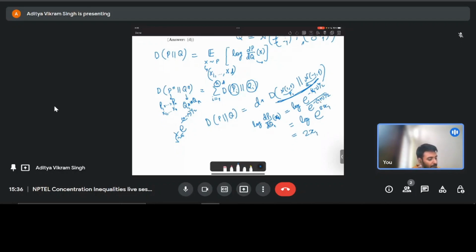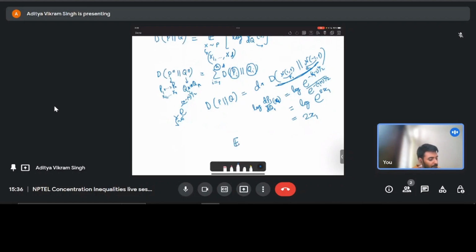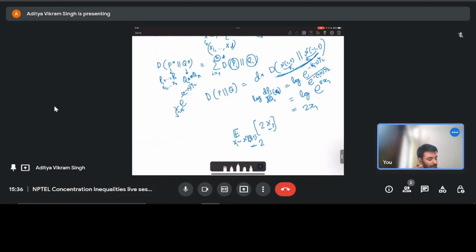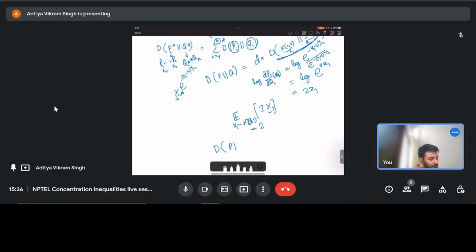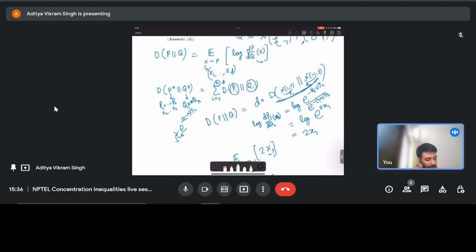So basically we want to compute, suppose x1 is coming from N(1, 1), what is the expected value of 2x1? This is 2 times the expected value of x1, and the expected value of x1 is just 1 because x1 is coming from N(1, 1). This is 2. So the total KL divergence D(P||Q) is 2d, which is option D.